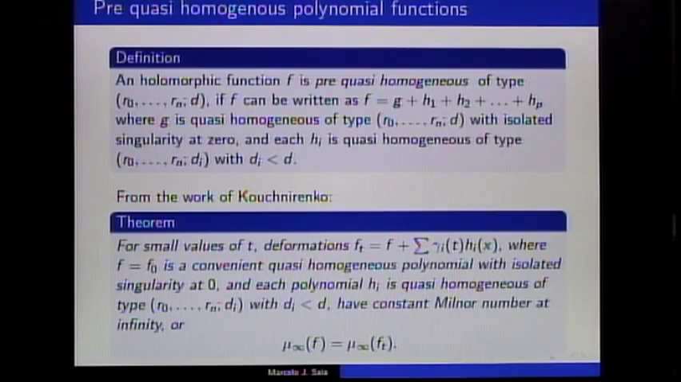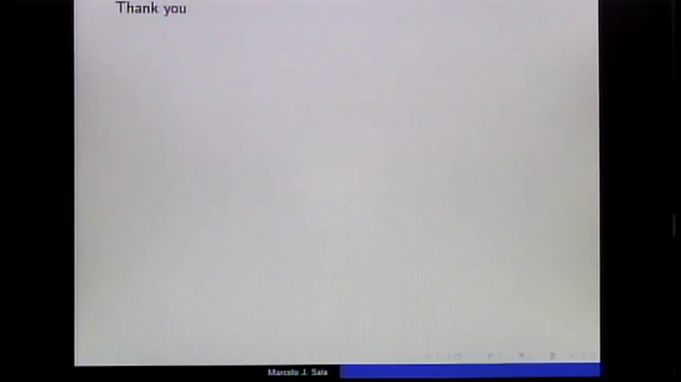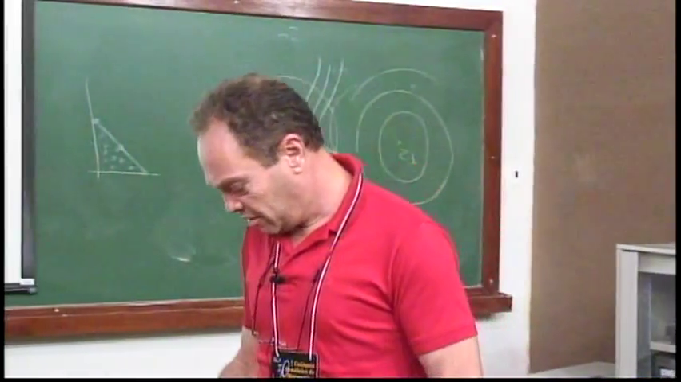Okay? So the pre-quasi-homogeneous germs, which were introduced a long time ago by myself to study topological triviality in the local case, they play a similar role, let's say they are similar functions when we look at the Milnor constant deformations of quasi-homogeneous polynomials. So I will stop now. Thank you very much.